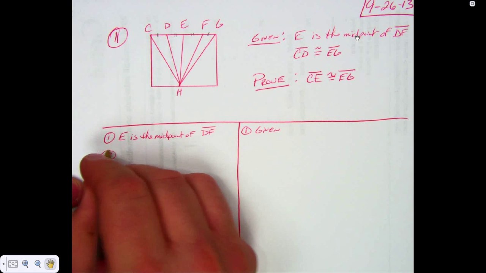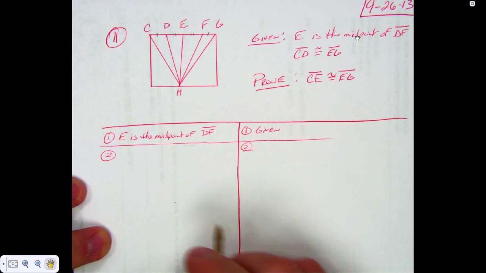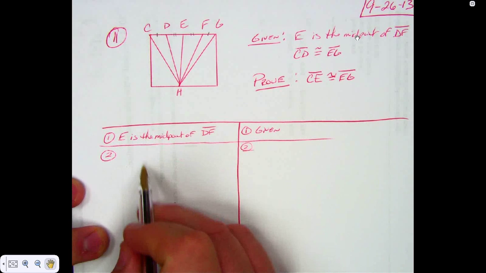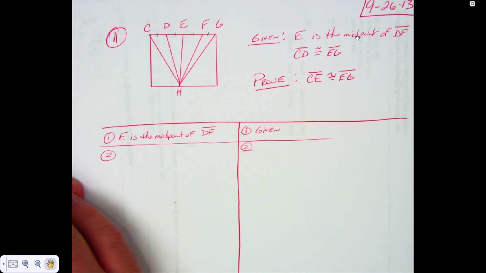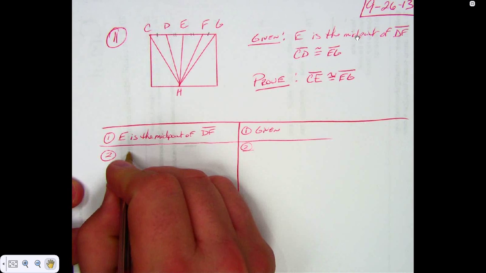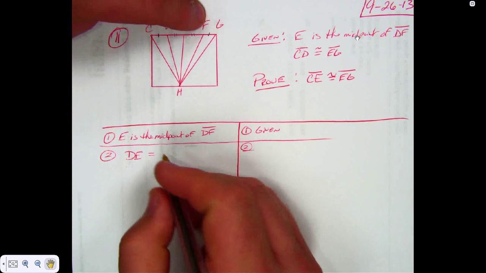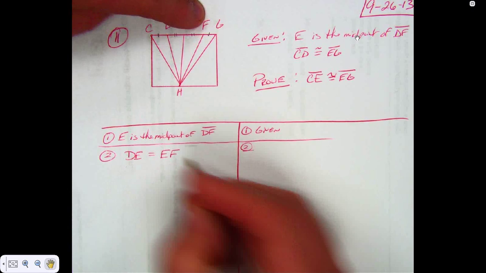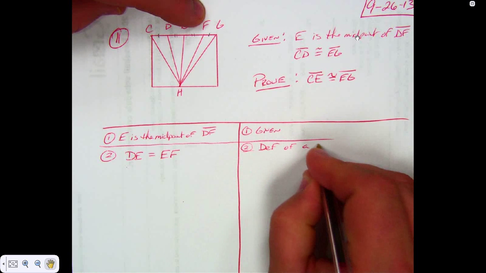What does being a midpoint tell you? I know some people like to write down all the givens at first, but I like to write what that tells me next. What does it tell me that E is the midpoint of DF? It's in the middle, equal distance from each one. So it tells me that DE is equal to EF. Would you agree? Yes. Definition of a midpoint.